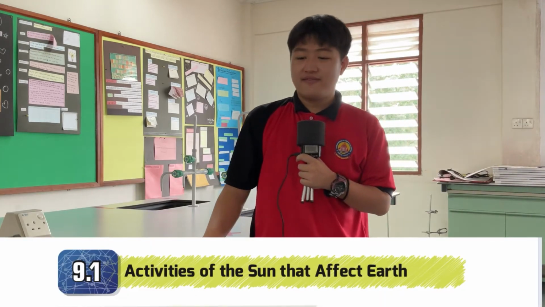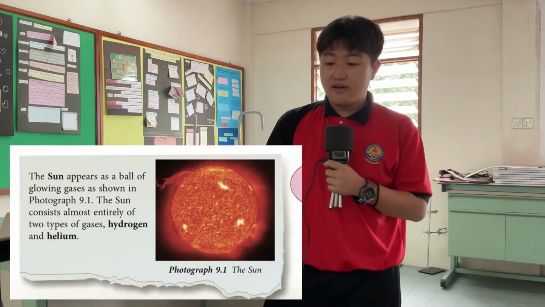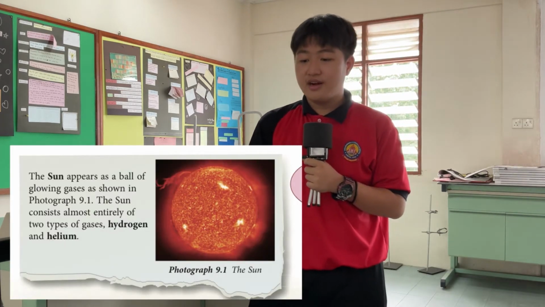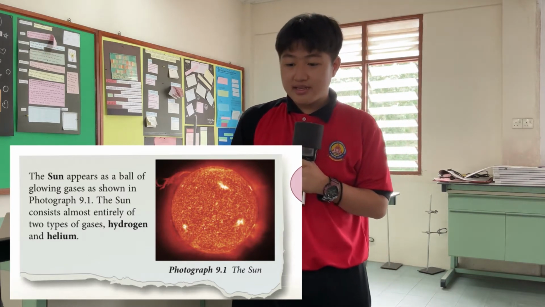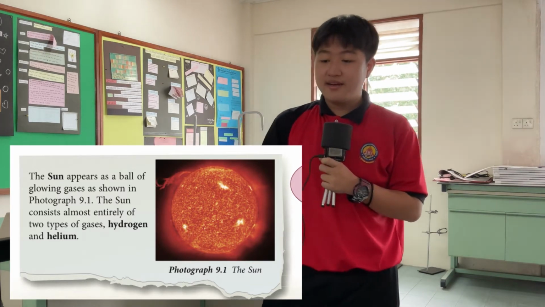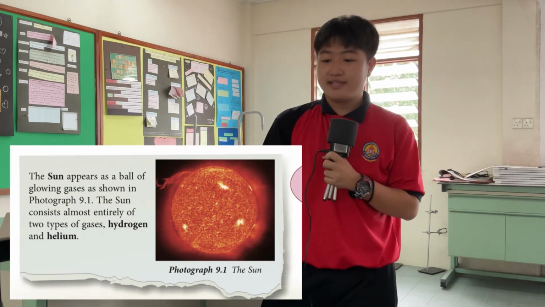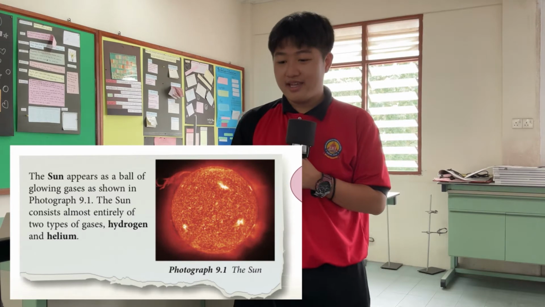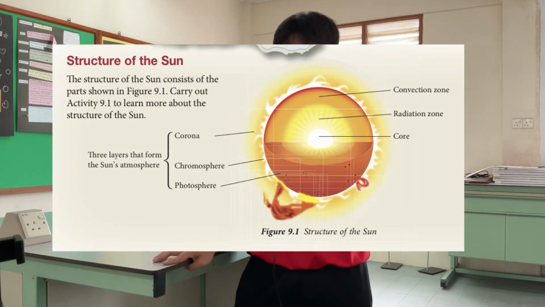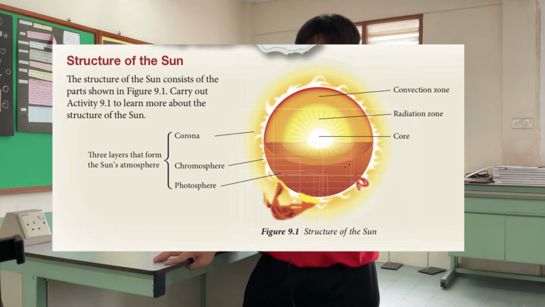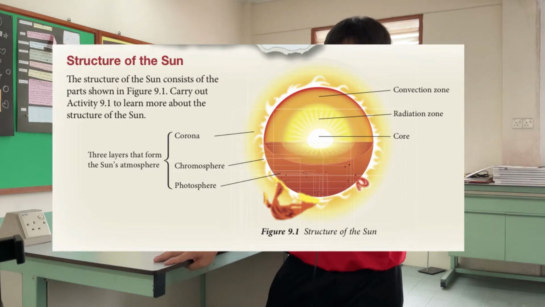Chapter 9: Space Weather. 9.1 Activity of the Sun that affects Earth. The Sun appears as a ball of glowing gases as shown in photograph 9.1. The Sun consists almost entirely of two types of gases, hydrogen and helium. Structure of the Sun. The structure of the Sun consists of the parts shown in figure 9.1. Carry out Activity 9.1 to learn more about the structure of the Sun.